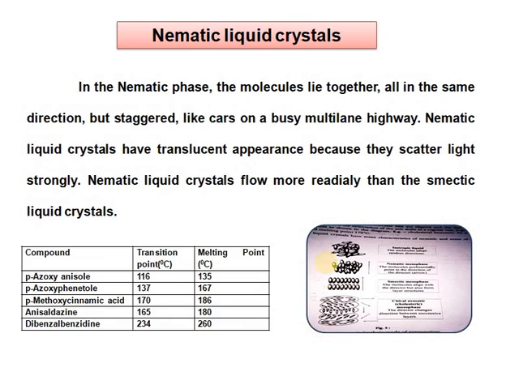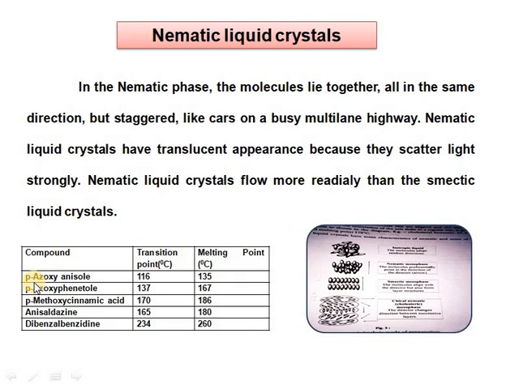Now the first type of liquid crystal, which we have seen here, is the nematic liquid crystal. Nematic liquid crystals means that in this phase the molecules lie together, all in the same direction, but staggered like cars on a busy multi-lane highway. Nematic liquids have a turbid appearance because they scatter light strongly, and nematic liquid crystals can flow more readily than the smectic liquid crystals.